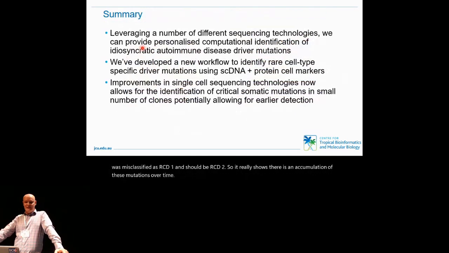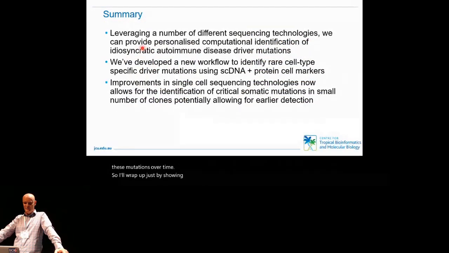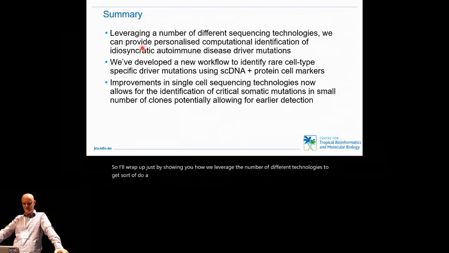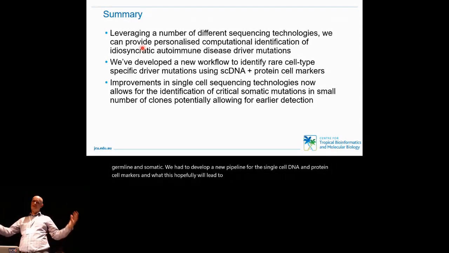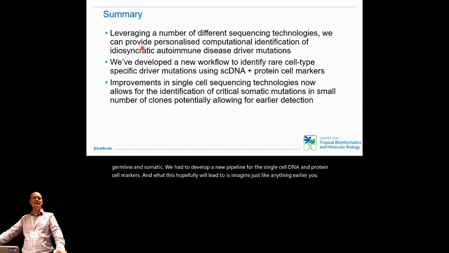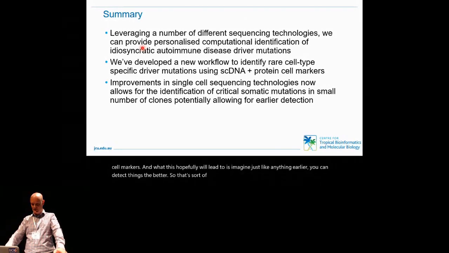So I'll wrap up by showing you how we leveraged a number of different technologies to do a personalized medicine approach for finding autoimmune disease drivers, both germline and somatic. We had to develop a new pipeline for the single-cell DNA and protein cell markers. And what this hopefully will lead to is, just like anything, the earlier you can detect things, the better. So that's the motivation there.